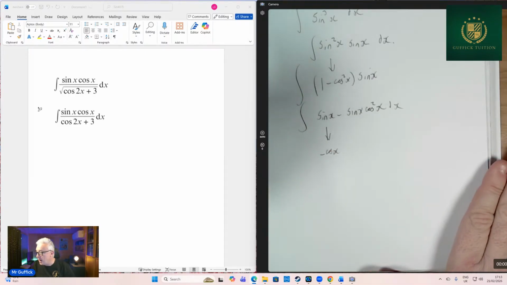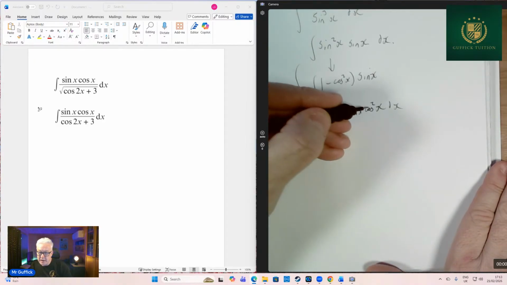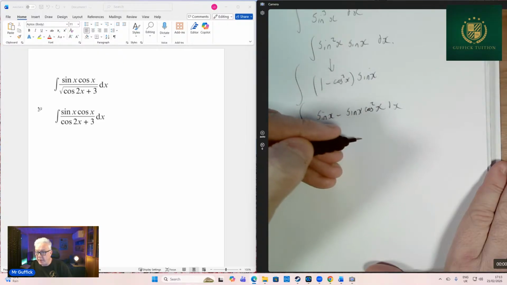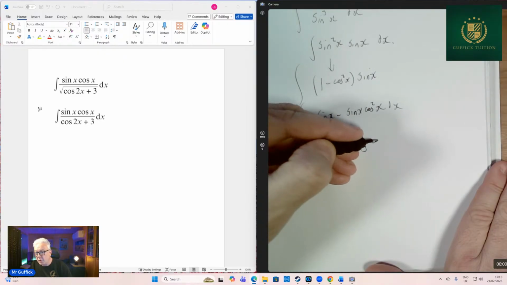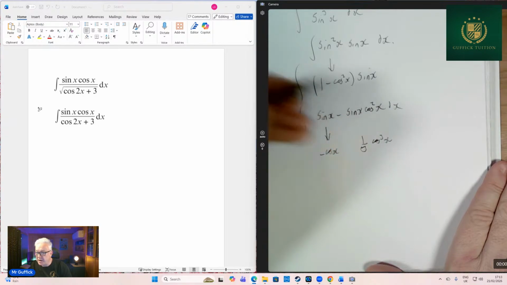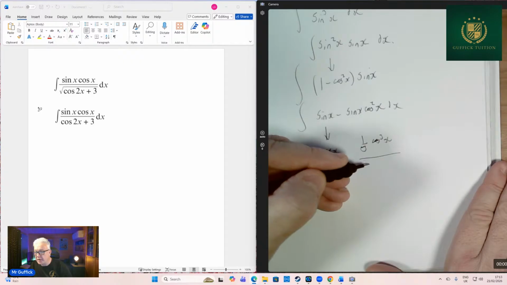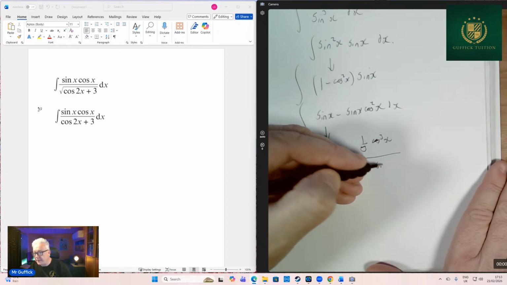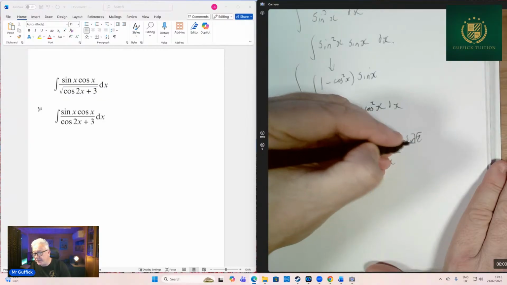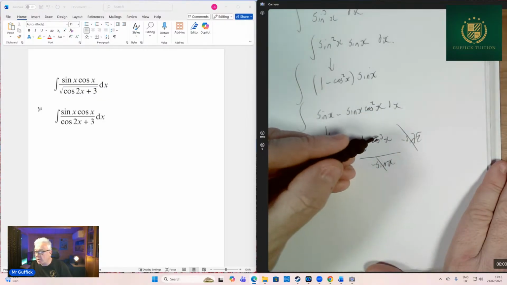And then what we do is we integrate the cos squared. So we raise the power by 1 and divide by the new power, so that goes to 1/3 cos cubed x. And we divide by the derivative of the inner function. Cos differentiates into minus sine, so we divide by minus sine there, which means that the minus sine cancels out. So we end up with minus cos x plus 1/3 cos cubed x.